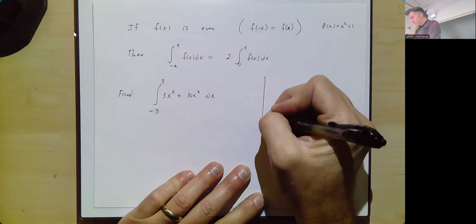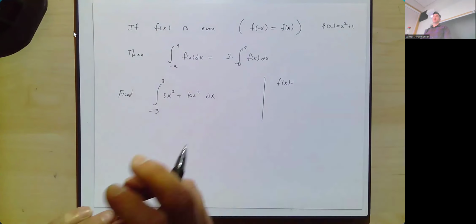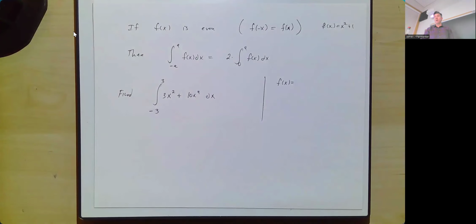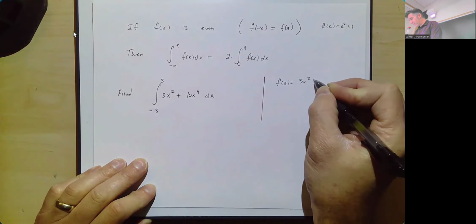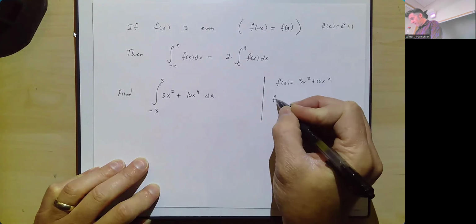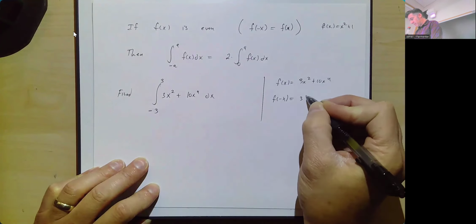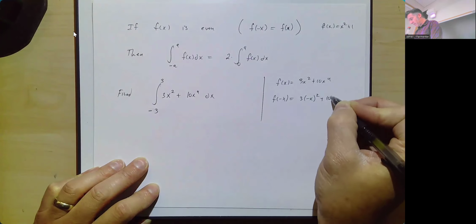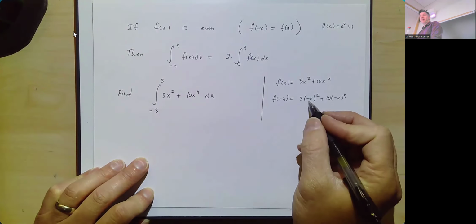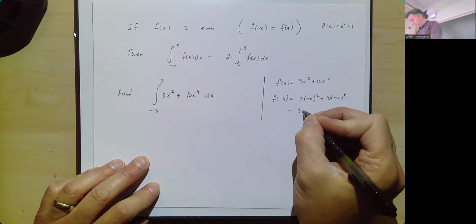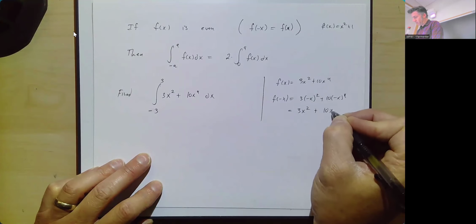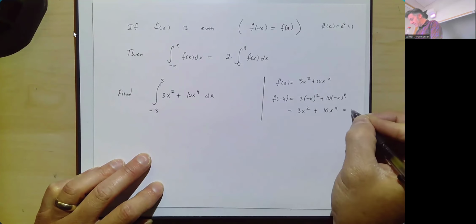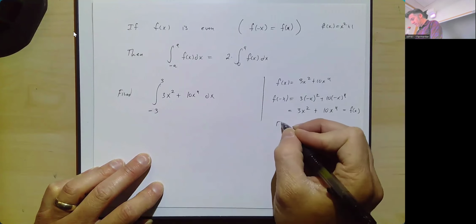Let's check it out. I know this one's even because it's a polynomial with all even powers, but all even powers doesn't necessarily mean even or odd. So we have to check. Our function is 3x squared plus 10x to the 4th. So f of negative x is 3 times negative x squared plus 10 times negative x to the 4th. But negative x times negative x is positive x squared, and negative x four times is positive x to the 4th. So f of negative x is indeed equal to f of x. So it's even.